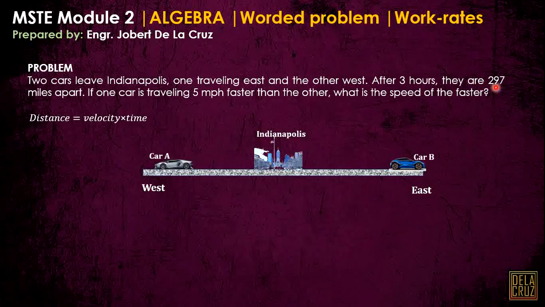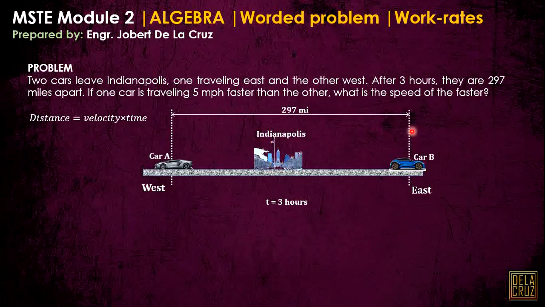And it is stated here, they are 297 miles apart after 3 hours of running. Meaning, okay, after 3 hours, this will be their position. From this point, he is here. From this point, he is here. So it only requires 3 hours for them to get the 297 miles of distance from each other.